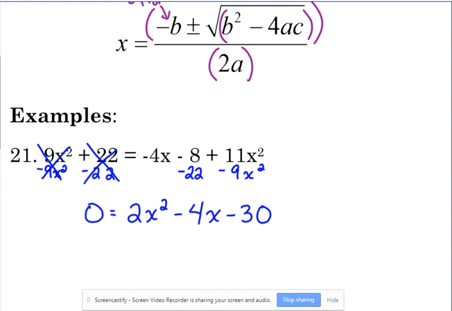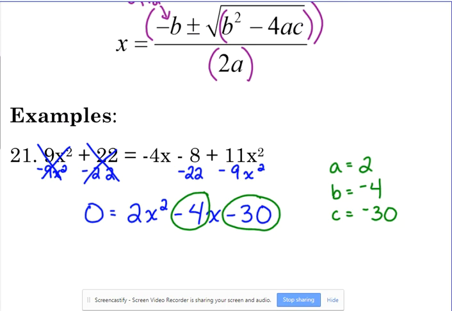After you get that equal to 0, come over to the side and write down what your a, b, and c are. A is 2. It's the coefficient in front of x squared. B is negative 4. You got to get that sign that's in front of it. And C is negative 30. You got to get the sign that's in front of it.